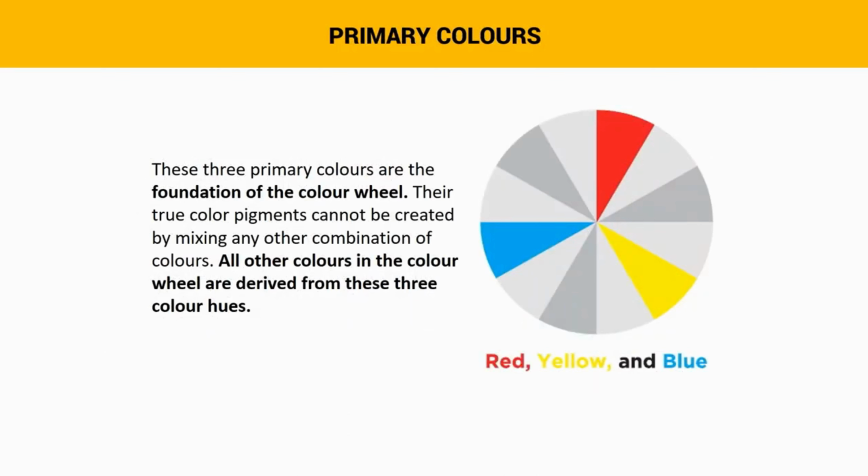Primary colors. These 3 primary colors are the foundation of the color wheel. Their true color pigments cannot be created by mixing any other combination of colors. All other colors in the color wheel are derived from these 3 color hues.